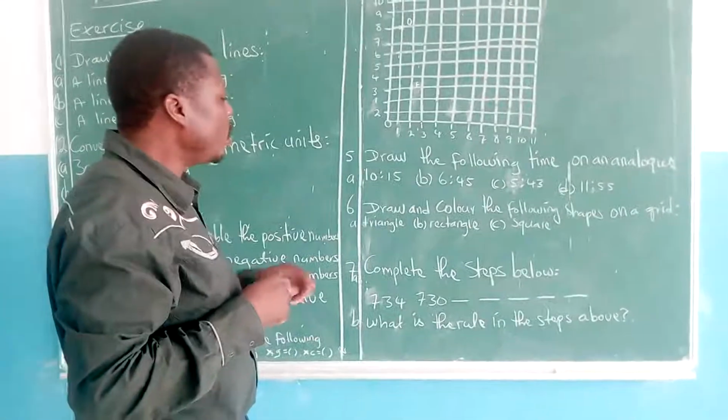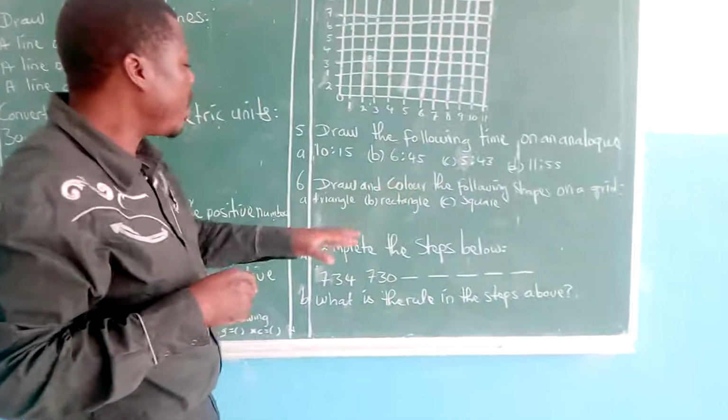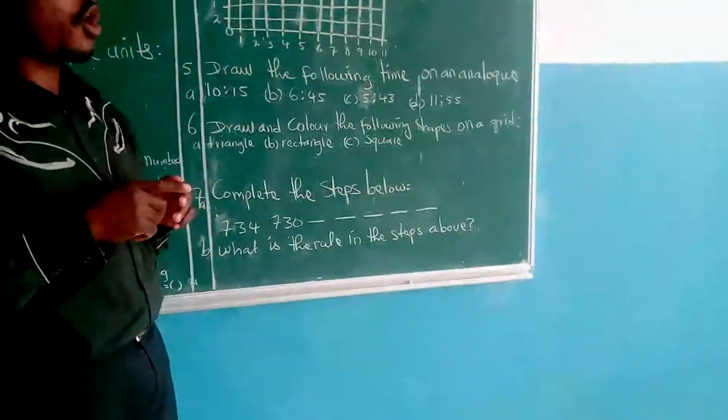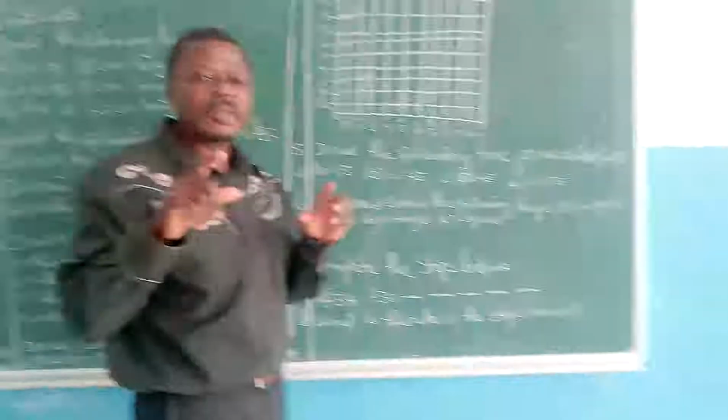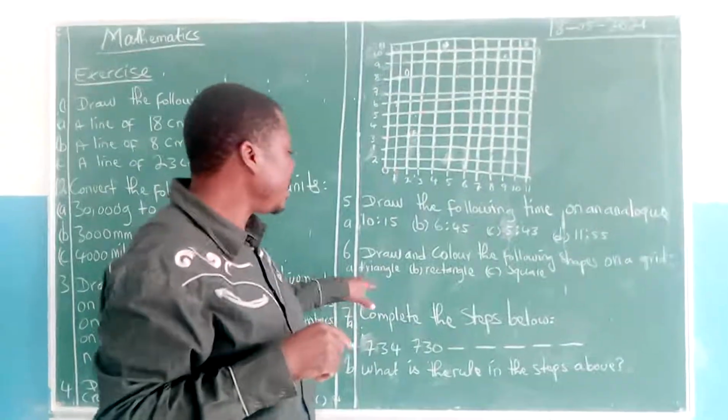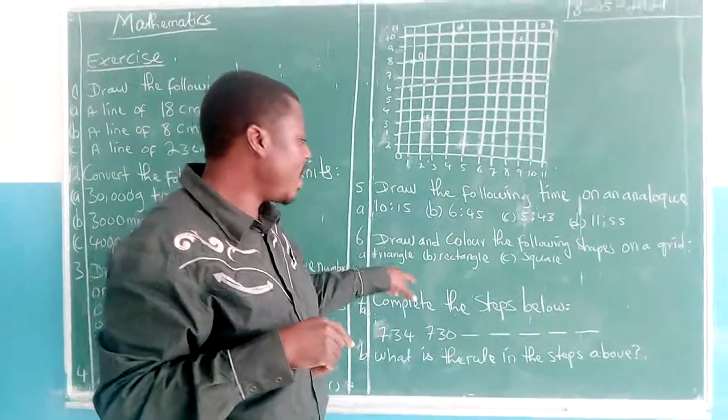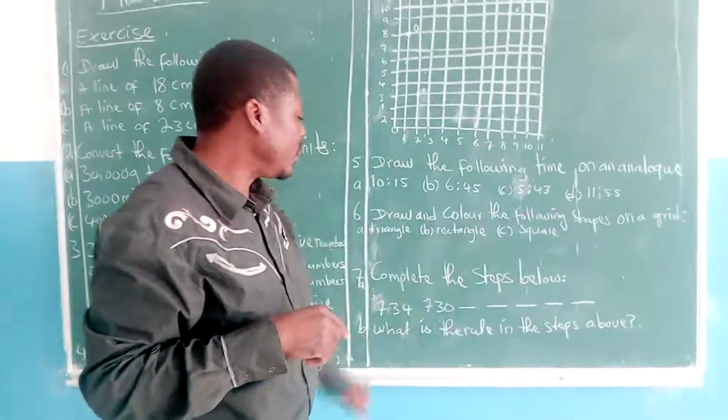Question number 6. Draw and follow the following shapes on a grid. We saw how we could draw a grid and we could draw shapes and follow them on a grid. The first one is a triangle. The second one is a rectangle, and the third one is a square.